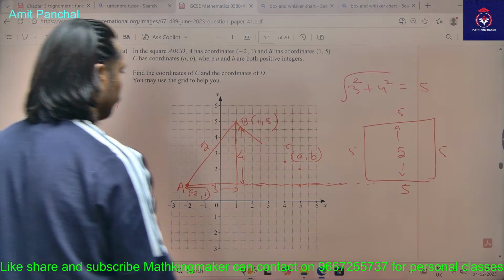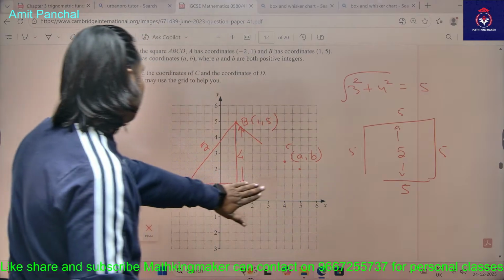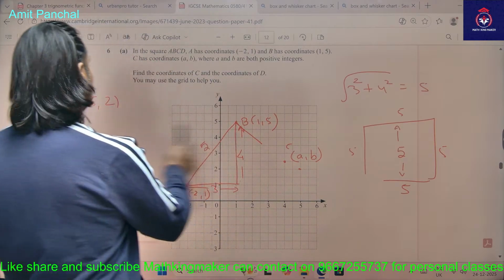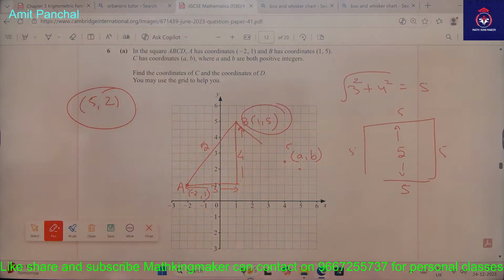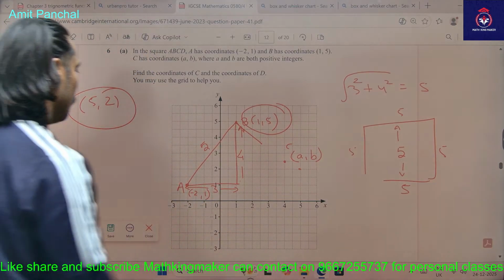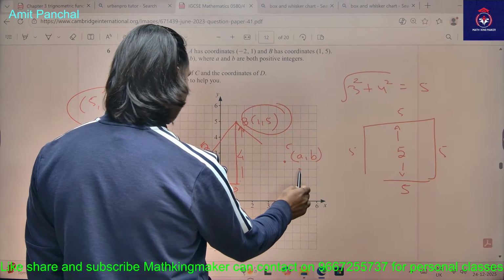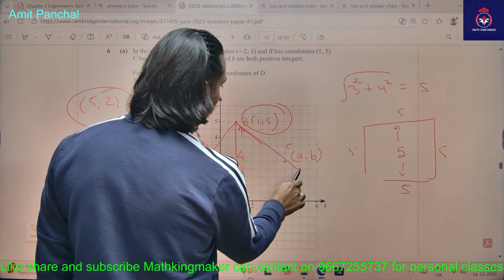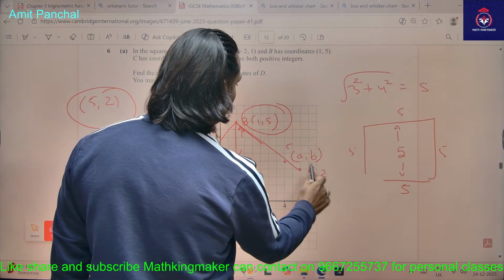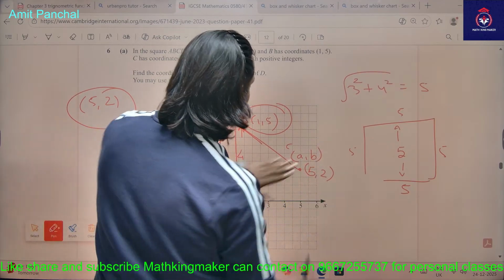It will be 5, 2, because the distance between 5, 2 and 1, 5 will give you 5. So that will be 5, 2. Yeah, but I couldn't figure out the last point.